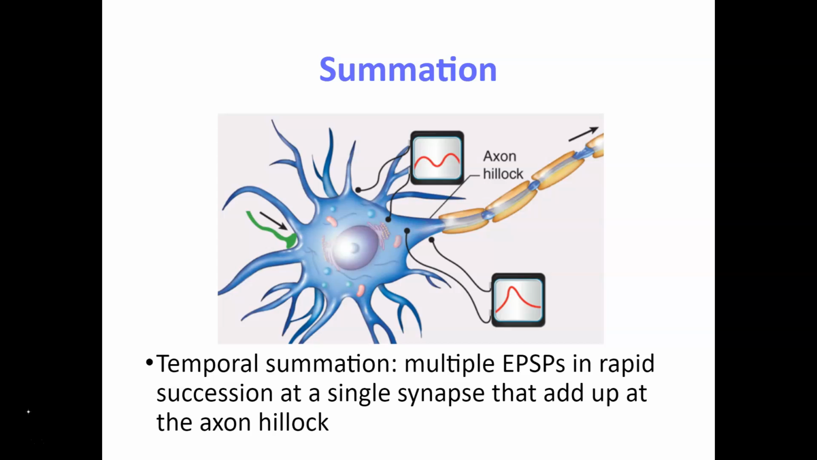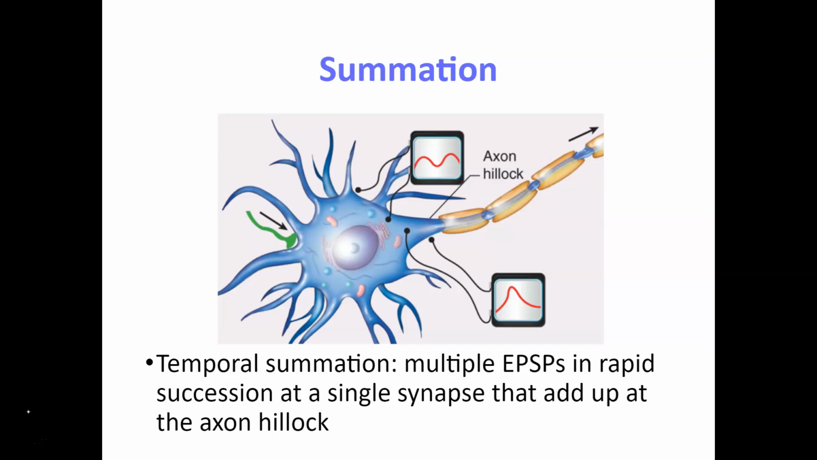Temporal summation is the second type of summation for you to know. In temporal summation, you have a rapid succession of stimuli that are arriving at a single synapse. So now we only have one green axon knob that is synapsing with our neuron here. And what we're getting is multiple stimuli from that one green axon, and they are all traveling towards that axon hillock.